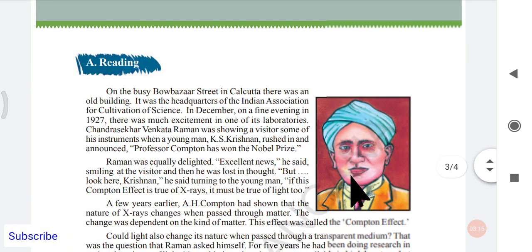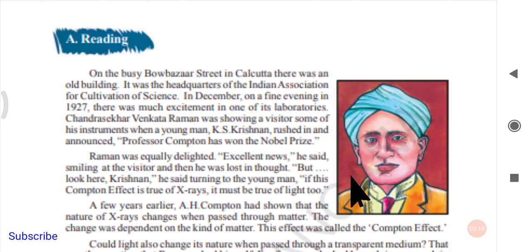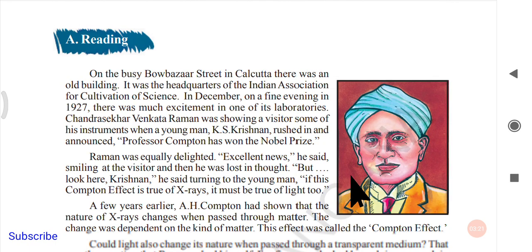So let us get into today's text, that is C.V. Raman, the Pride of India. Let us see why C.V. Raman is the pride of India. Okay, so reading A here.